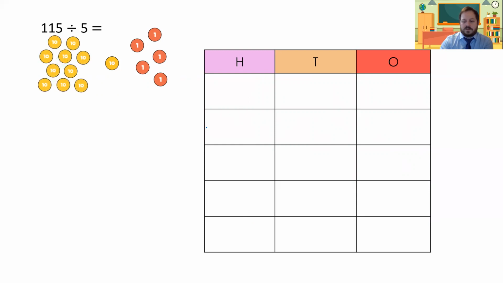So I can't do that. So I have to exchange it straight away. So I'm not going to have anything in this column here. Then I've got 11 tens, which is there, 11 tens. 11 divided by 5 will be 2 with 1 left over.